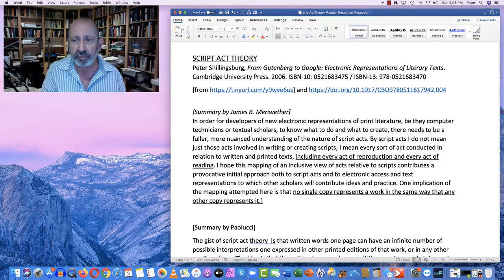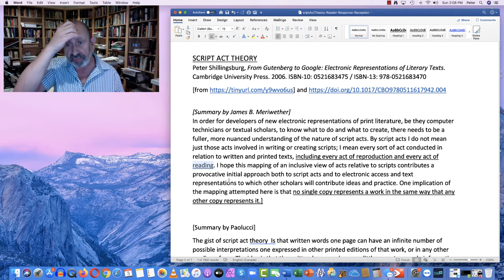He means by script act theory every act conducted in relation to written and printed text, every act of reproduction and of reading. So script act theory not only involves the creative process of making up a text, but the critical process of receiving it, and we create our own meaning for what the text says. And our meaning may or may not have anything to do with what the author's intentions are. And I've talked about this before. We really don't talk about authorial intention in this course. We talk about what the texts actually do.